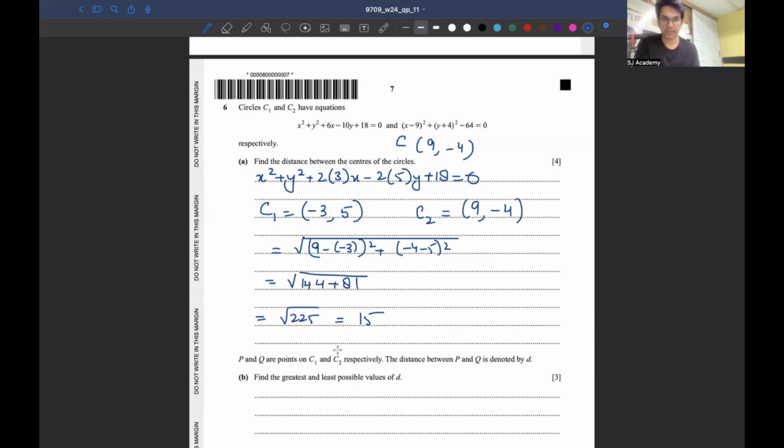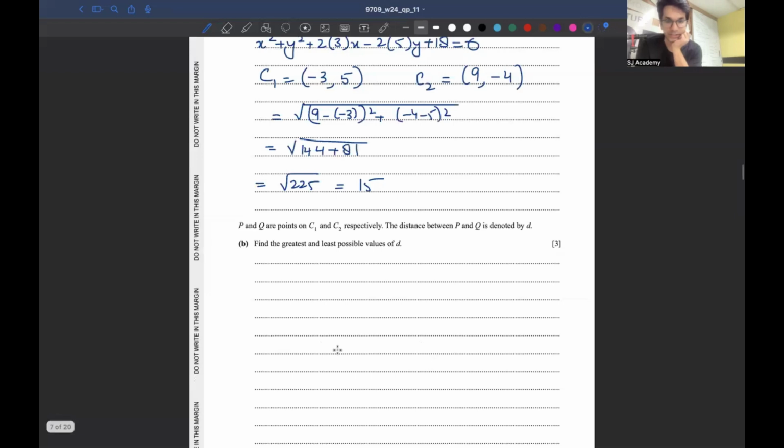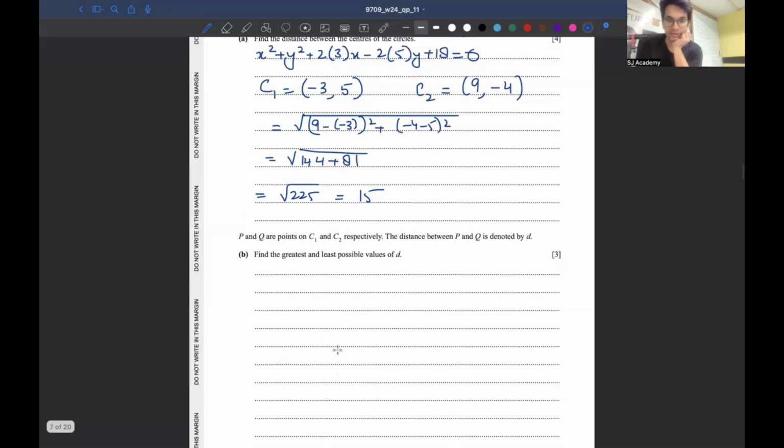Now in part B, it says that points P and Q are points on C1 and C2 respectively, and the distance between P and Q is D. So we have to find the greatest and the least possible values of D. Now to find the greatest and the least possible value, we can first draw the circles. So let's say this is circle C1 and this is circle C2. Now what we know from part A is that the distance between these 2 centers is given as 15.